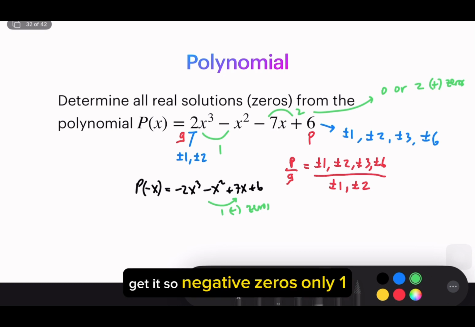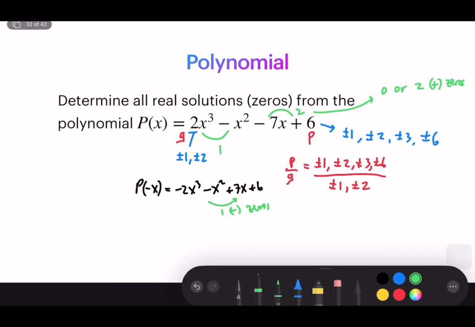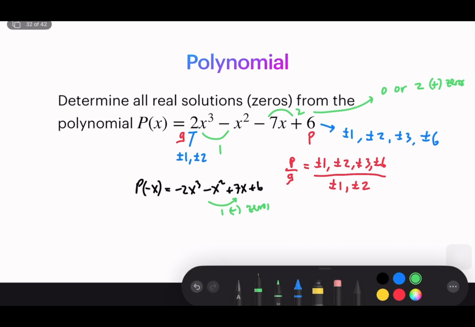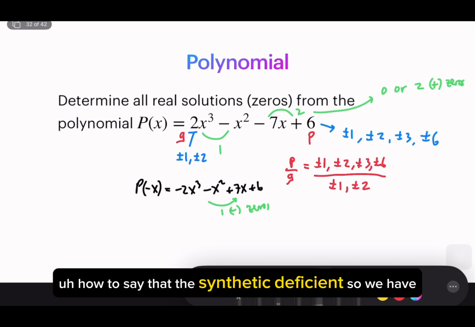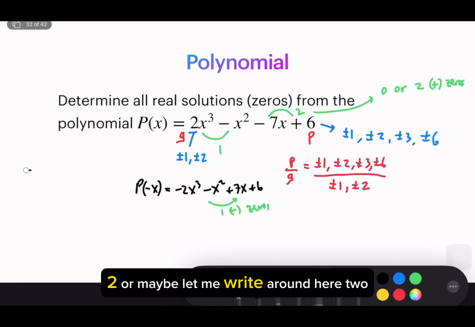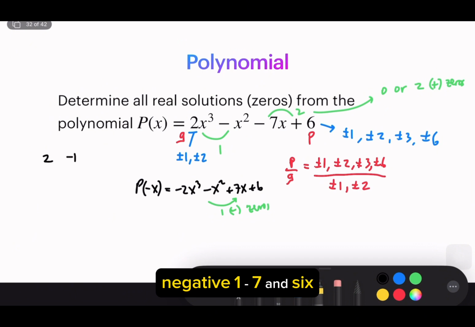So negative zero is only 1, which means that we can select negative 1. So maybe we check negative 1. And how to check? We could use the synthetic division. So we have 2, or maybe let me write around here, 2, negative 1, negative 7, and 6.